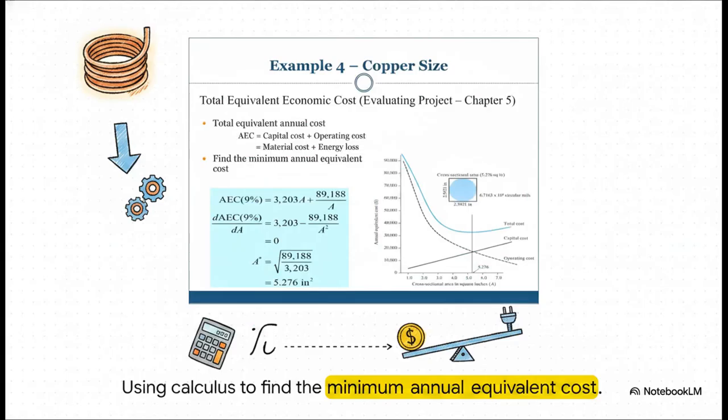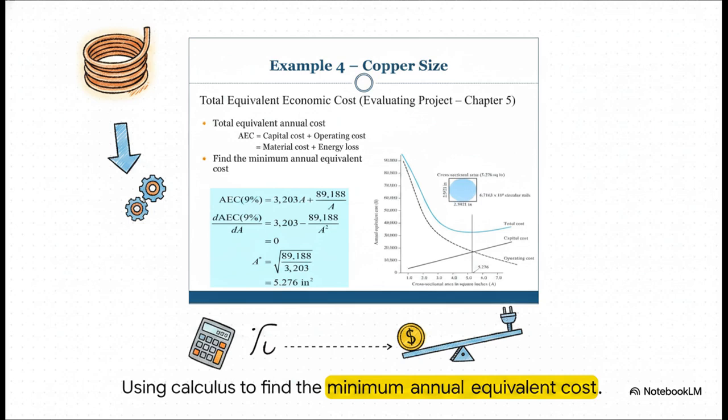Let's apply this to a real-world copper wire design. We're trying to find the minimum annual equivalent cost, which is just the sum of your capital cost and operating cost. Think about it. As the cross-sectional area of the copper gets bigger, your capital cost goes up because you're buying more material. But your operating cost actually goes down because a thicker wire wastes a lot less energy.